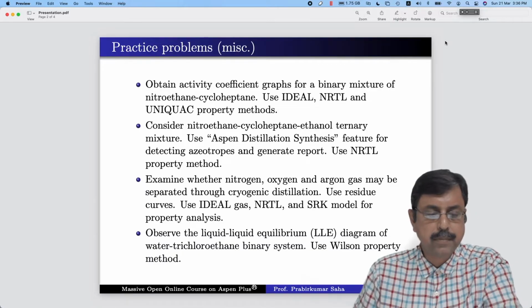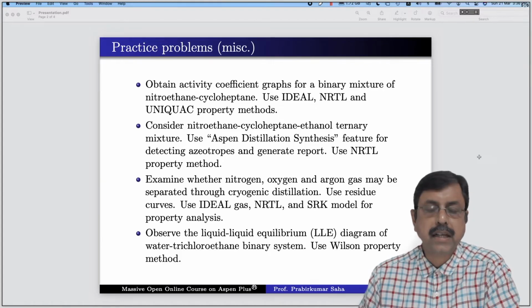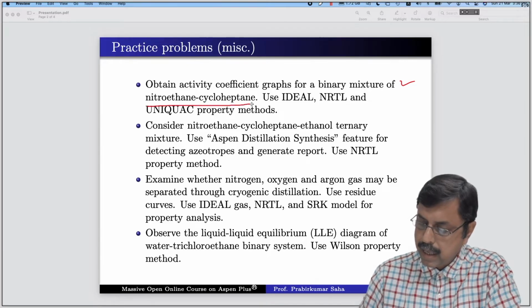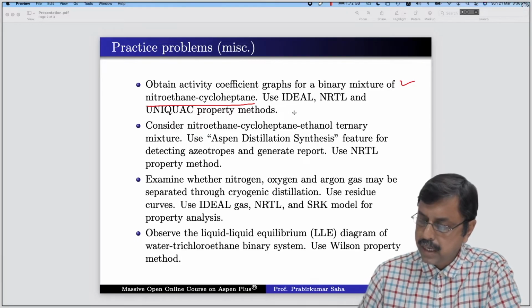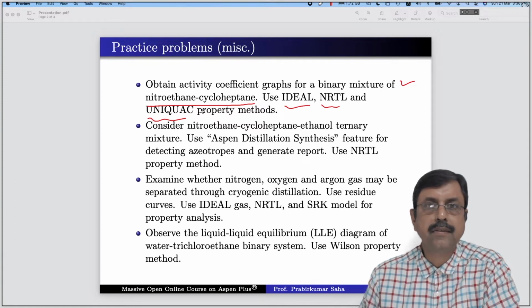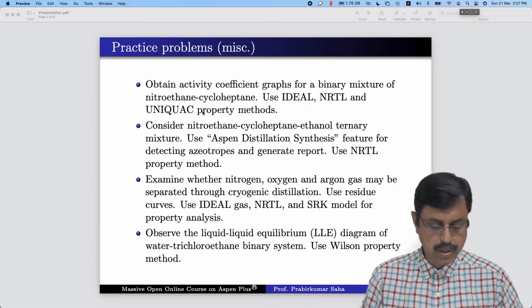The first practice problem that we will do is about obtaining the activity coefficient graphs for a binary mixture of nitroethane and cycloheptane. And we shall use the ideal method, the inertial method, and the UNIQUAC property method and analyze the situation. Whatever happens by using these methods, we will see and analyze. Let us go to the Aspen simulation window.